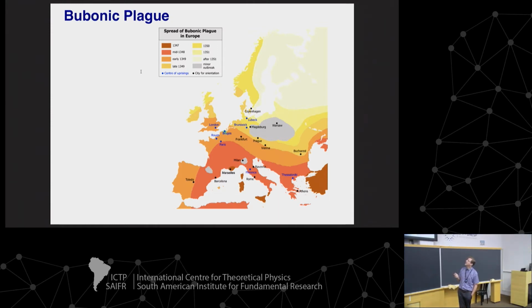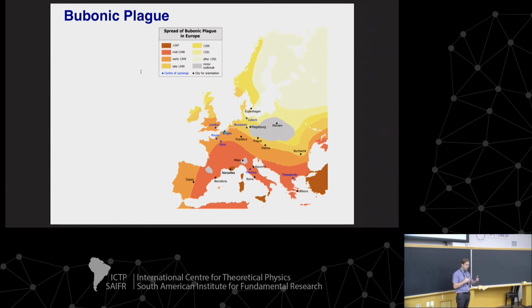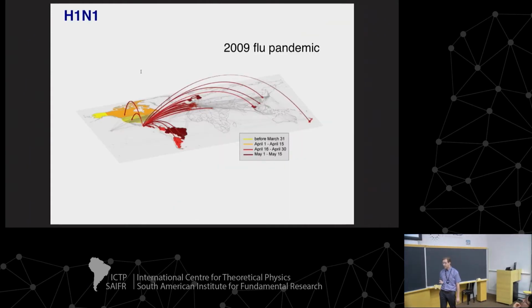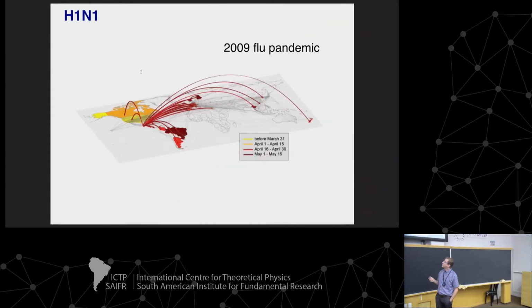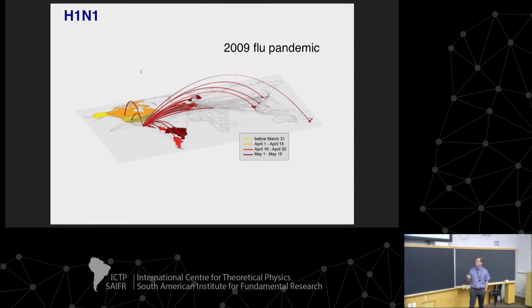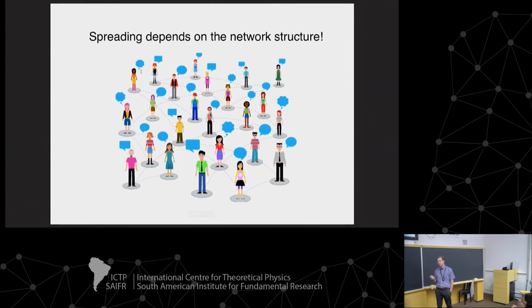We can see that to go from the south of Greece to Sweden and Norway, it took about 4 years, so it was a very slow process, okay? If you compare today with the pandemic flu in 2009, we can see that to go from Mexico to all the other continents, it took only 3 months, okay?